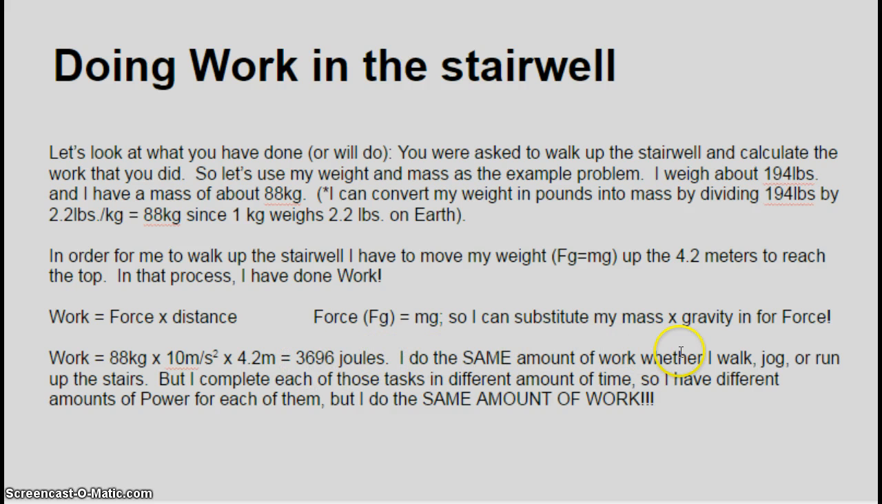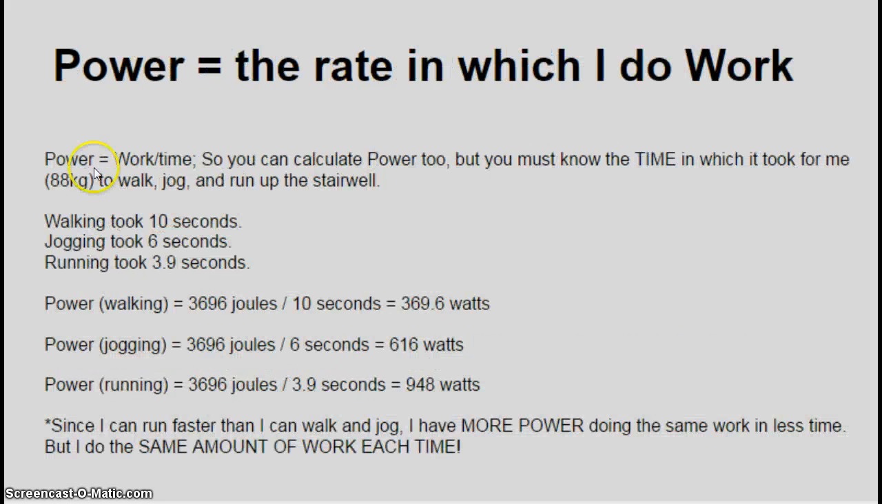I do the same amount of work whether I walk, jog, or run up the stairs. But I complete each of those tasks in different amounts of time. So I have different amounts of power for each of the activities, but I do the same amount of work. So when I calculate my power, the rate at which I do the work, power is work divided by time. So you can calculate power too, but you must know the time it took me, my 88 kilogram mass, to walk, to jog, and to run up the stairwell. I walked up in 10 seconds, I jogged up in 6 seconds, and I ran up in 3.9 seconds.